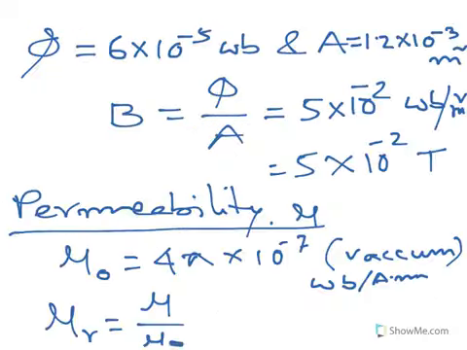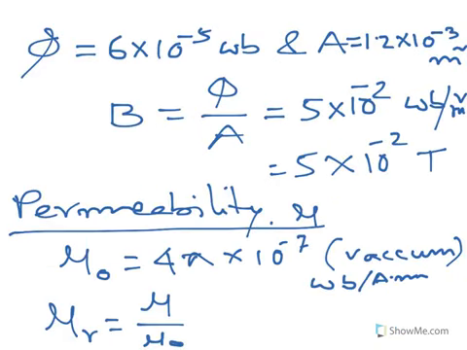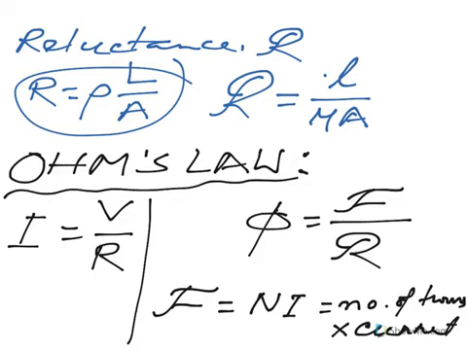If we look back to our circuit here, this is the current I, and N is the number of turns around the coil. So the magnetic motive force F will be equal to N into I. That's the input voltage we can consider as well. This is the magnetic motive force in a magnetic circuit.